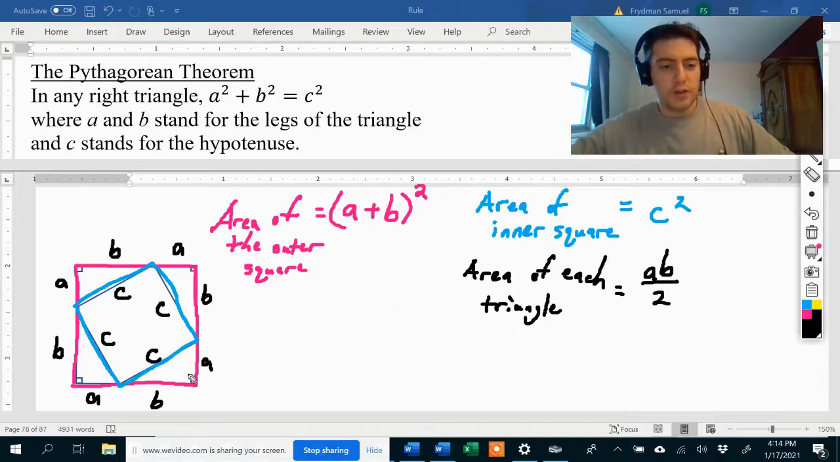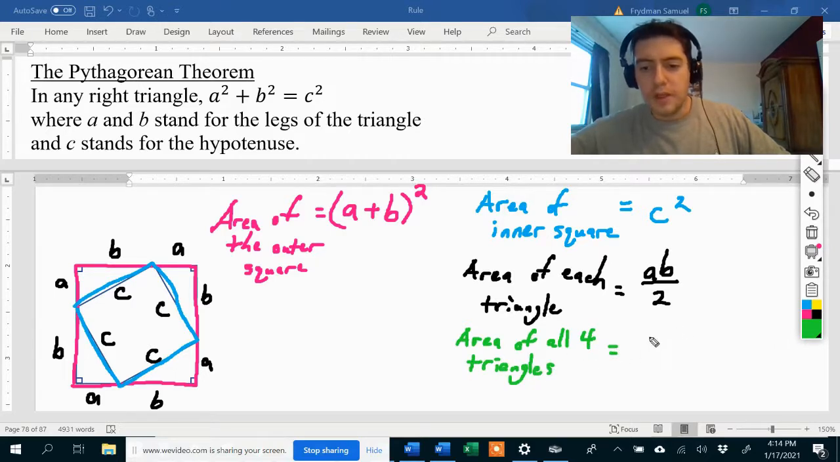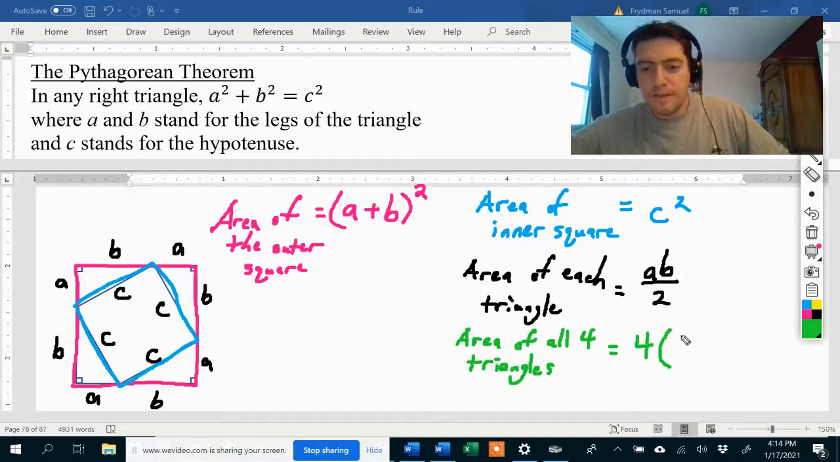But we have 4 triangles over here. And so the area of, let's use a different color, the area of all 4 triangles would be 4 times this. It's just this plus this plus this plus this, right? I hope I said that 4 times. Or in other words, this times 4. So this gives me the area of all 4 of these triangles put together.